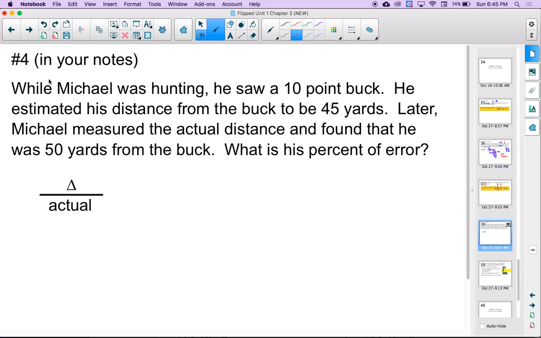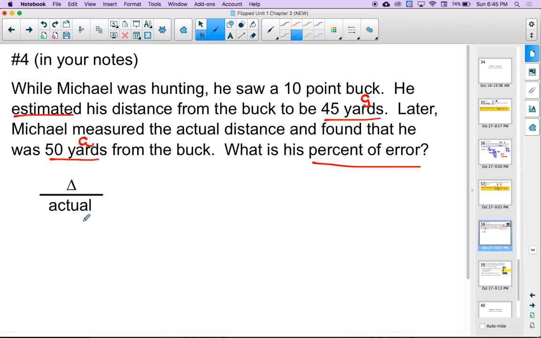This is number 4 from your notes. Now we're talking about our friend Michael here. While Michael was hunting, he saw a 10-point buck. He estimated, so he guessed, his distance from the buck to be 45 yards. That's the guess. Later, Michael measured the actual distance and found that he was 50 yards from the buck. So 50 yards was his actual distance. What is his percent of error?